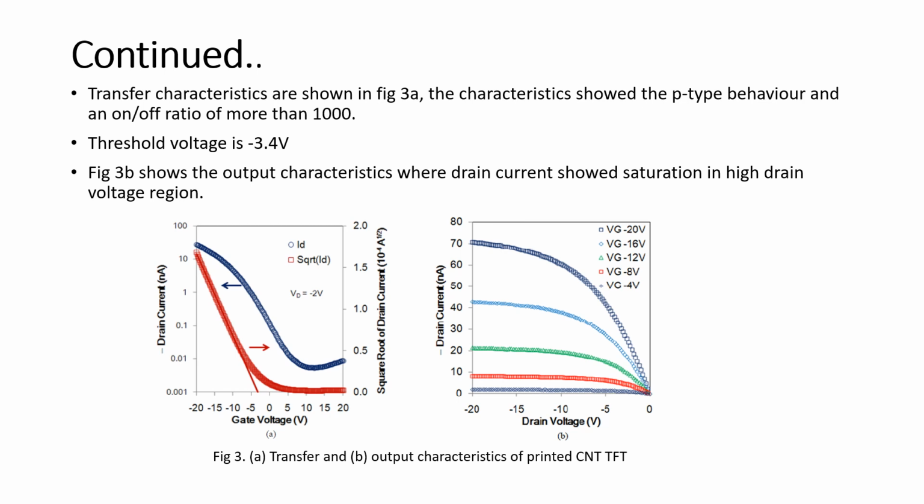Typical transfer characteristics are shown in figure 3a. The characteristics showed the p-type behavior and an on/off ratio was more than 1000. A threshold voltage was minus 3.4 volts. Figure 3b shows the output characteristics, and the drain current showed saturation characteristics in the high drain voltage region. The excellent printed CNT TFTs can be obtained by the print fabrication.